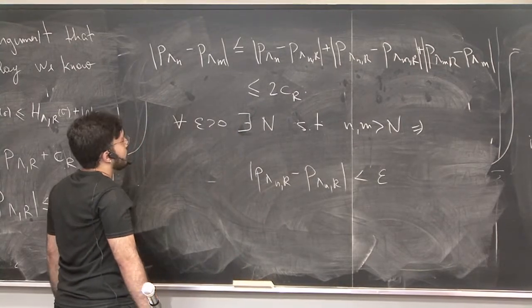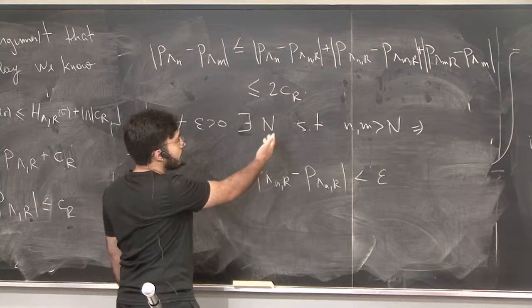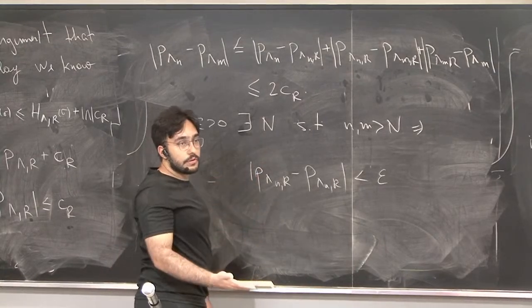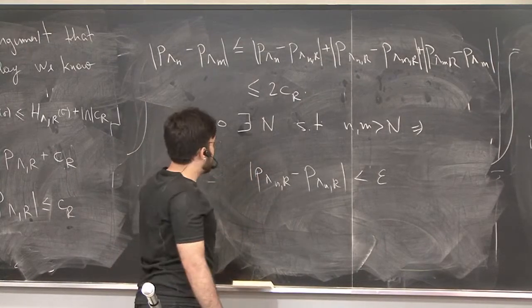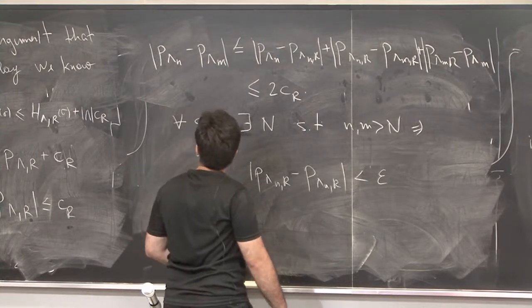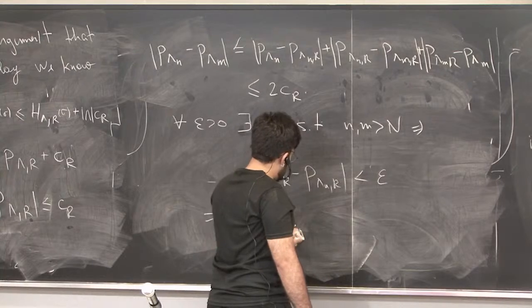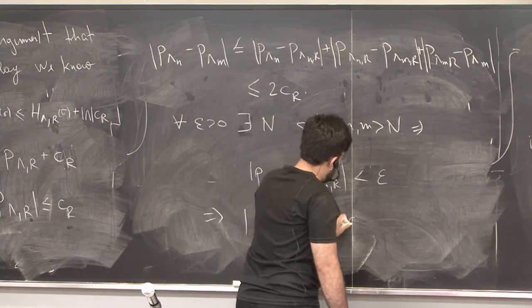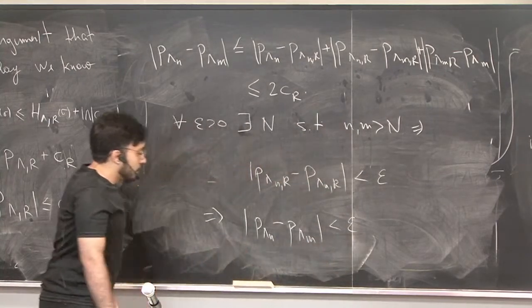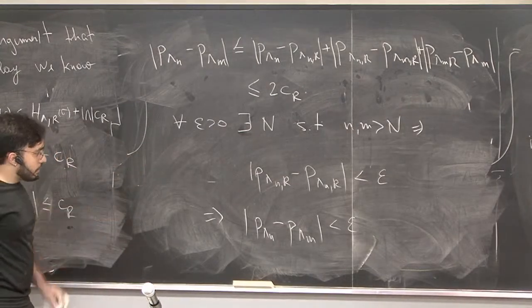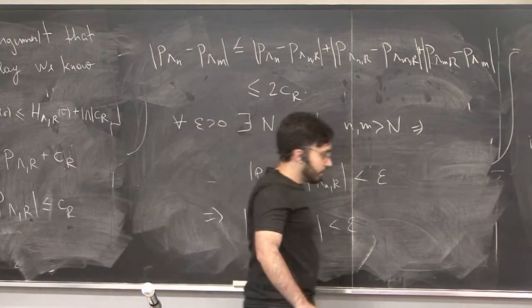But again, now this holds for any r, and r goes to 0. So this implies that P lambda n minus P lambda m is less than epsilon. So this shows the existence of the pressure also for long-range Ising models.